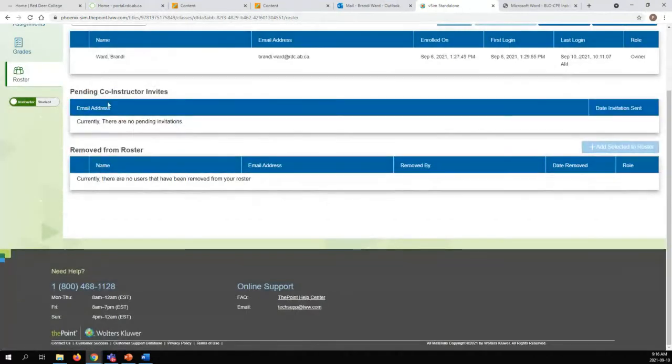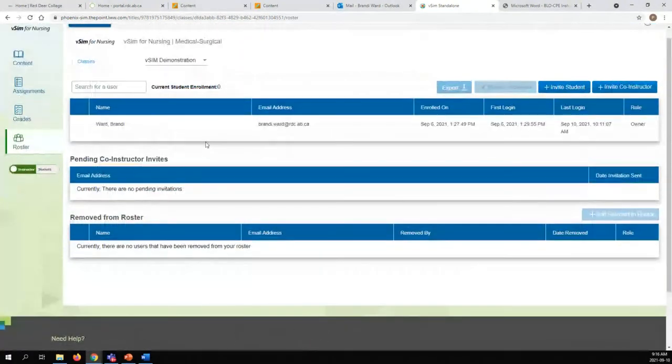And then of course the roster is just everybody. So you can see my name is in here, and the roster is just everybody who's within the vSim group.